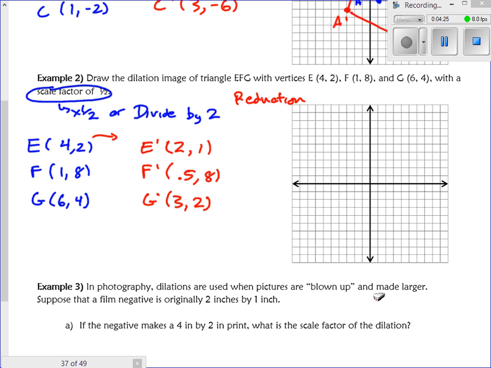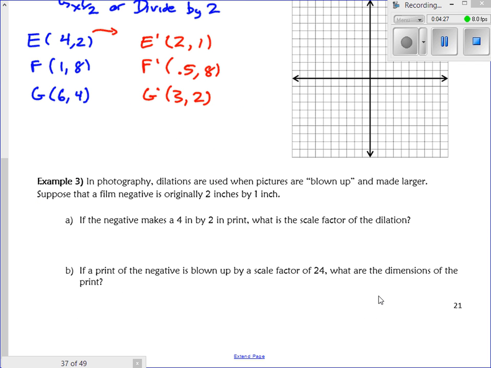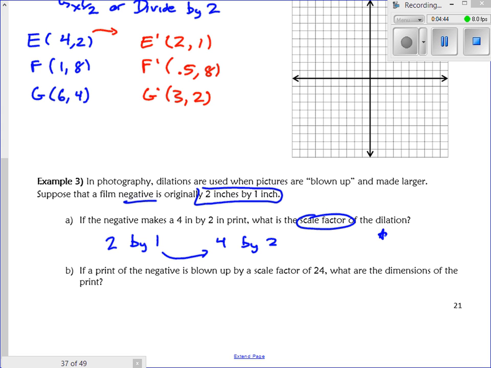One of the real-world applications that you would see this in is photography. Some of you might be into photography or it interests you. A lot of times you have this negative that's 2 by 1. So we went from 2 by 1 up to 4 by 2. The question here is, what's the scale factor? Well, it did get bigger, so we know that the scale factor is going to be a larger, non-fractional number. And this one's pretty easy to spot, from 2 by 1 to 4 by 2, that just doubled, so our scale factor is 2. So sometimes you've got to figure out what the scale factor is.